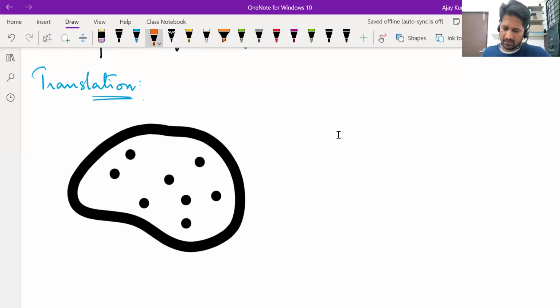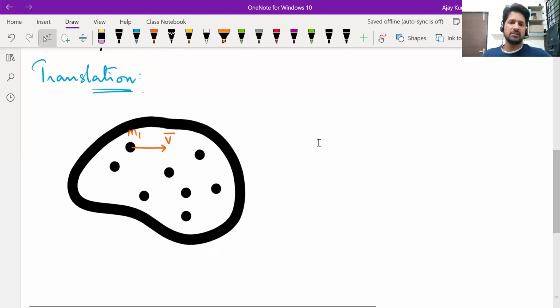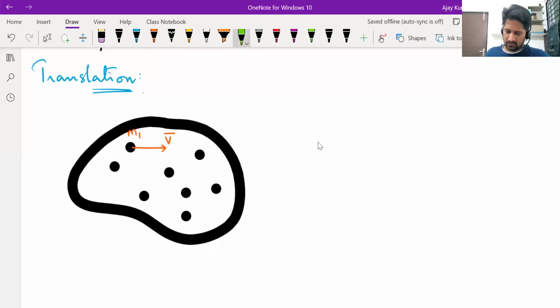Anyway, in translation, all particles have the same velocity, including center of mass. So consider one of the particles of this system, let's say m1, assume it is moving with a velocity v1. Or you can say the velocity is v. Every particle will have the same velocity in translation at a given moment. Suppose you want to find out this system's angular momentum about a given point. We'll first talk about a point, then we'll go to axis. Let's say there is a point here, O, about which you want to find out the angular momentum. Simple idea.